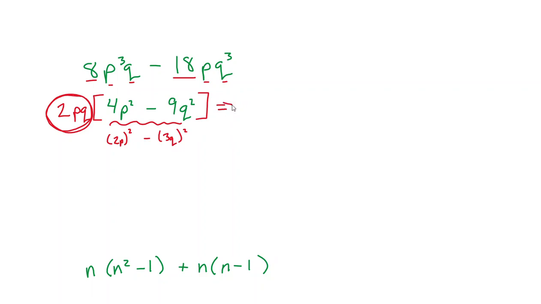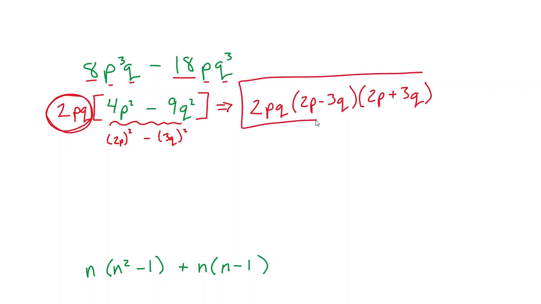So this is going to become 2pq, so our greatest common factor, times 2p minus 3q times 2p plus 3q. I think I did it backwards from what I showed you before, but that doesn't matter. Order doesn't matter. So 2p plus 3q and 2p minus 3q is the same thing. That is our difference of squares formula.